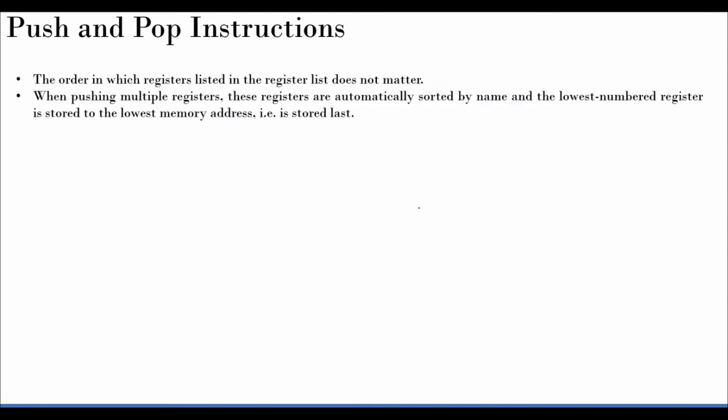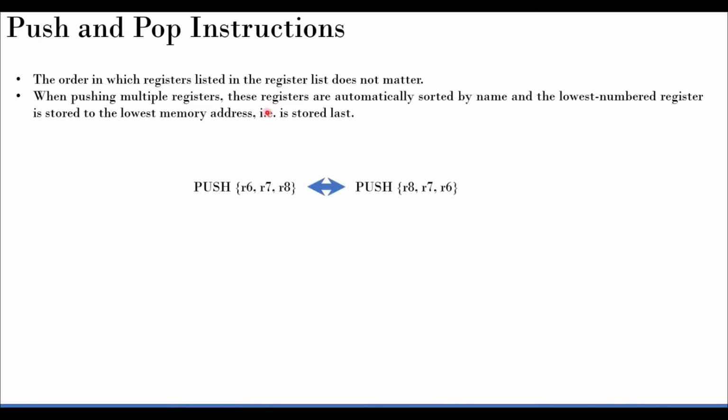One important aspect, again this is important to understand: the order in which registers are listed in the register list does not matter. So what I am saying is, let's say I write push R1 to R4 or push R4 to R1, both are the same. When pushing multiple registers, the registers are automatically sorted, and the lowest numbered register is stored to the lowest memory address, that is stored last. So that will be the first one which will be popping out.